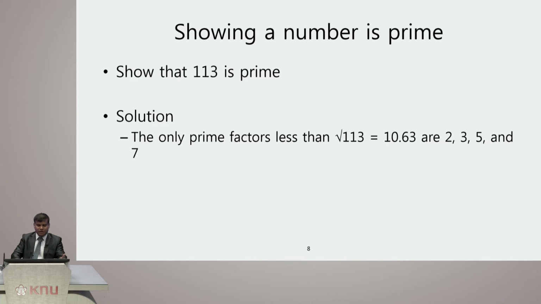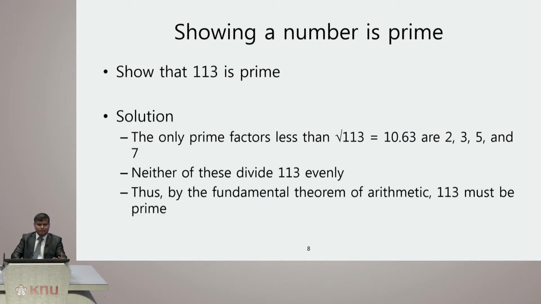2. Can it be divided by 2? Can it be divided by 3? Can that be divided by 5? Or can this be divided by 7? Neither of these divides 113 evenly. So thus, by this fundamental theorem of arithmetic, 113 must be prime.